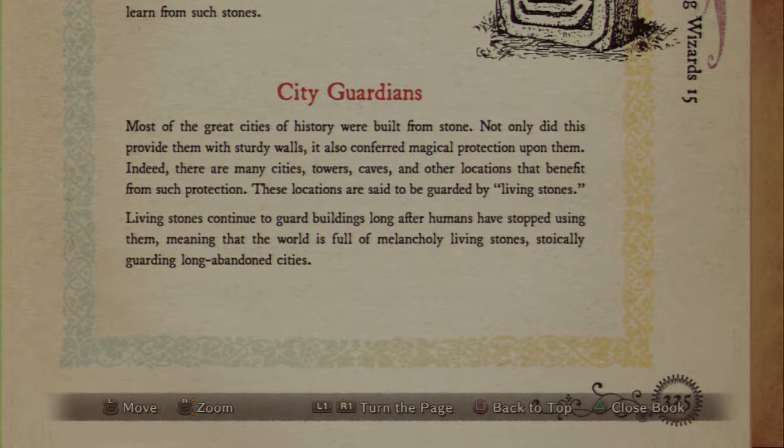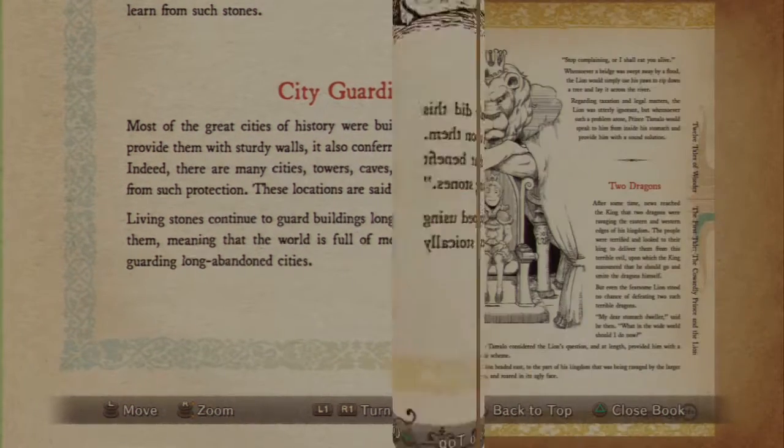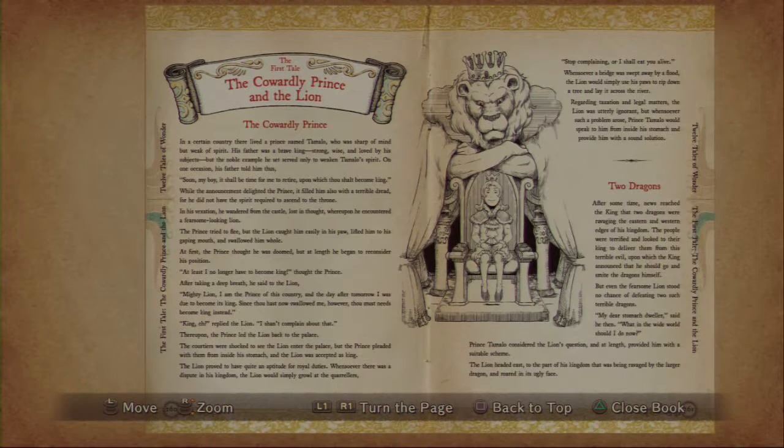But anyway, now we move on to the story we've got from Horace, and I'll see you in just a moment when we get to that. The first tale, The Cowardly Prince and the Lion.